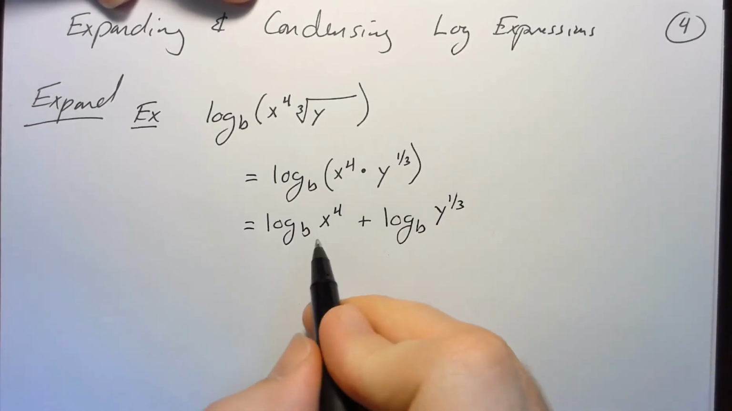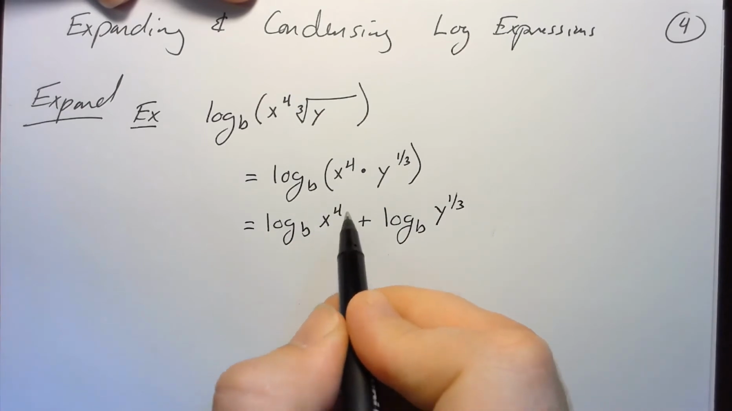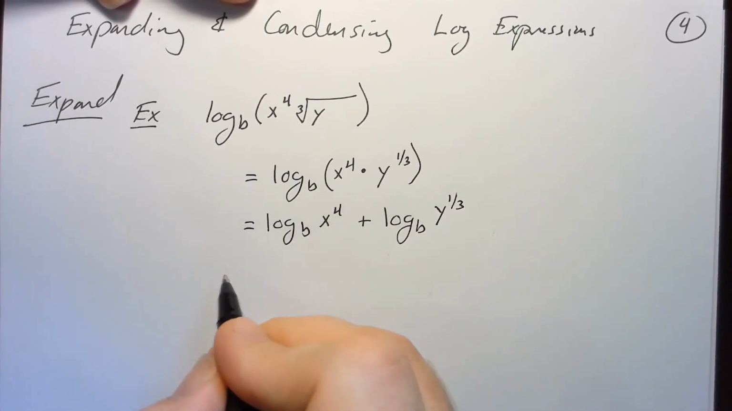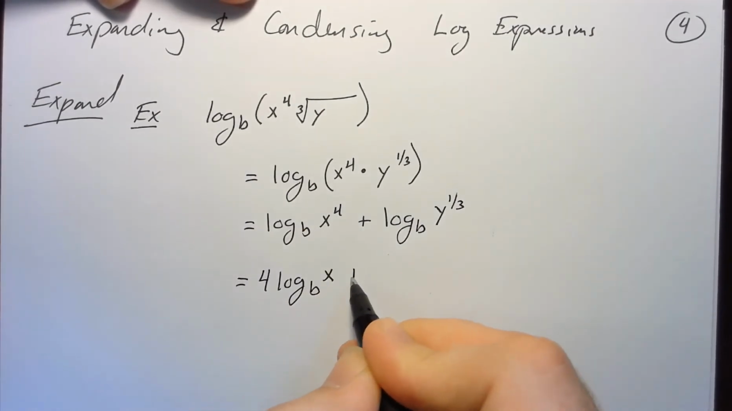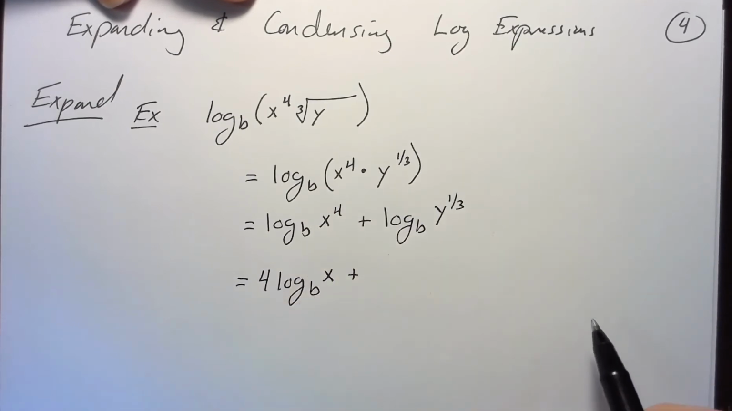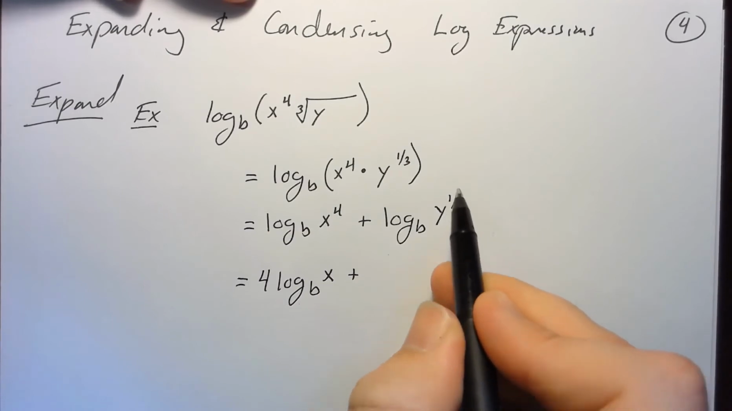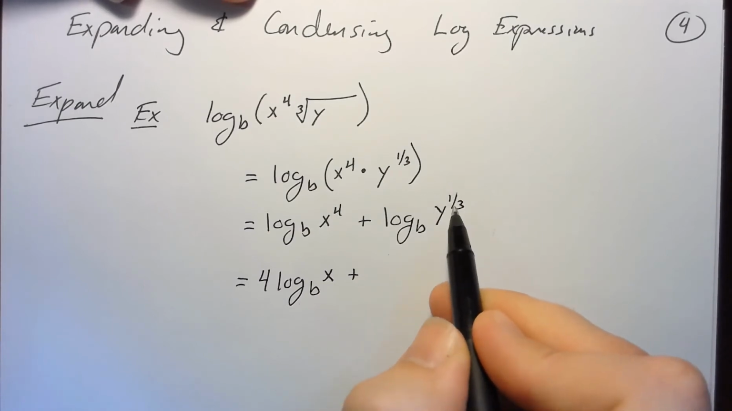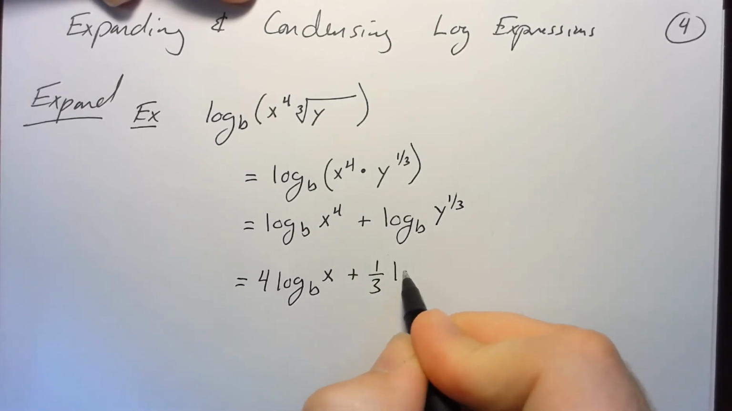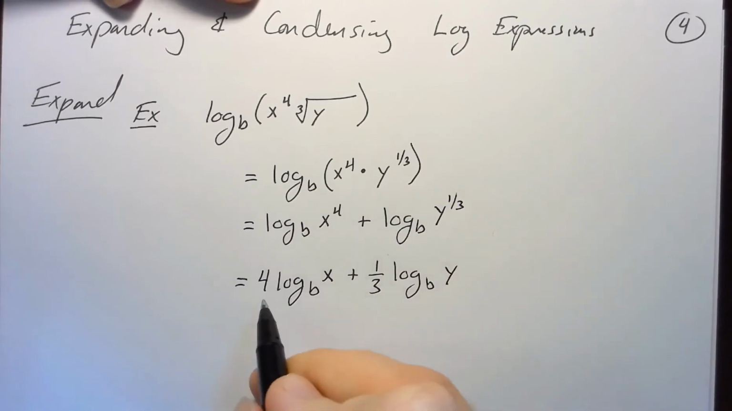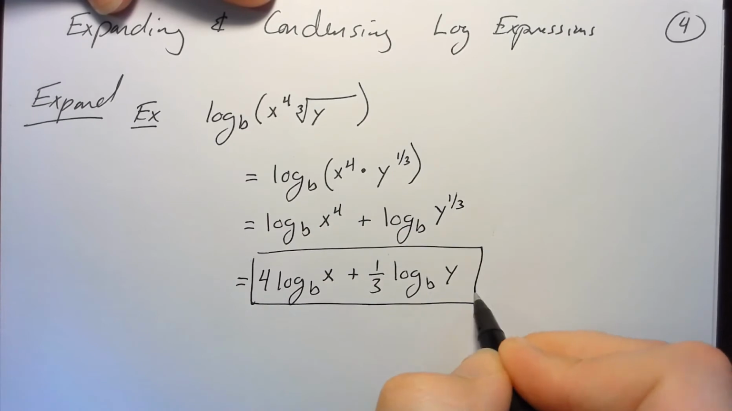Next, I'm going to look at the interiors of these two separate logs. This is log base b of x to the fourth, and that x is the only thing in here. It all is to the power of 4. I can bring that power of 4 down in front of that particular log. So there I'm applying that power rule. I'm going to apply the power rule over here as well, where that 1/3 power is on everything inside this log. Everything inside that log is y. So that 1/3 power is going to pull down in front, and it's going to be log base b of just y. So this is the totally expanded expression.